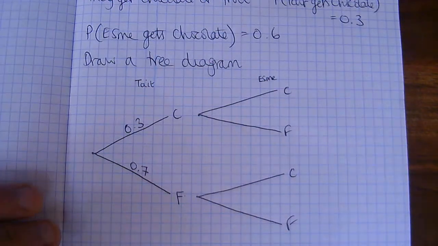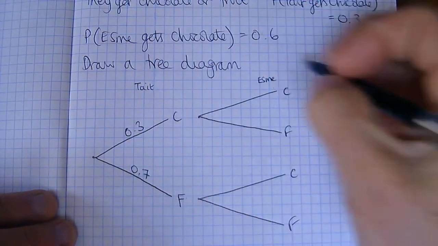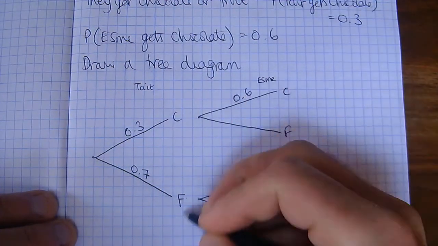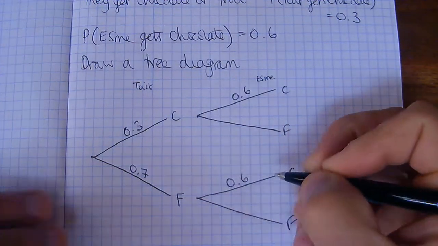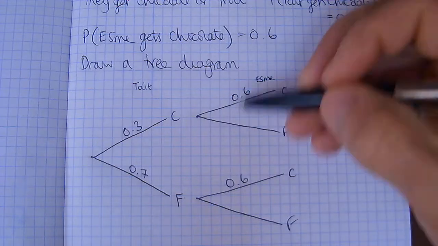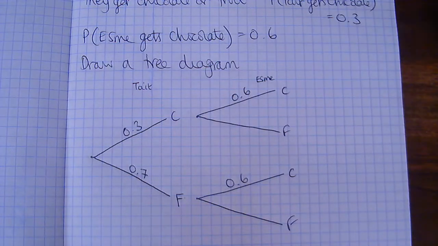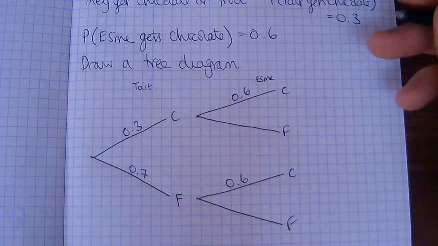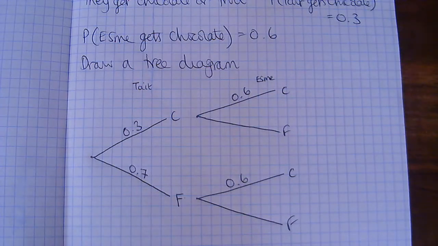It's chocolate or it's fruit. Now for Esme, the probability she gets chocolate is 0.6. So again, chocolate here, 0.6. And because these events are independent, these numbers are going to be the same on every branch. It's only at kind of grade 7 on the higher tier when we get conditional probability that these change. We don't need to worry about that.